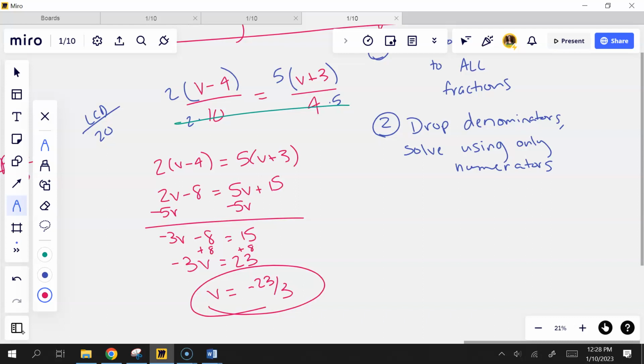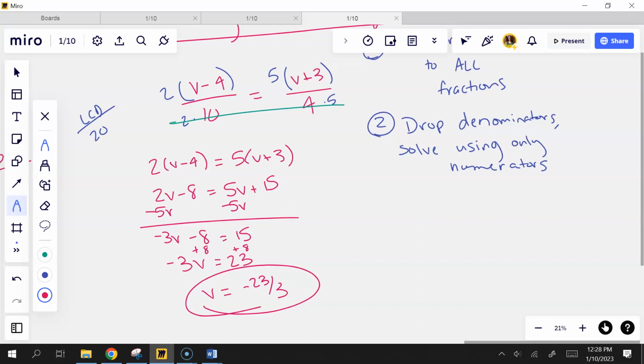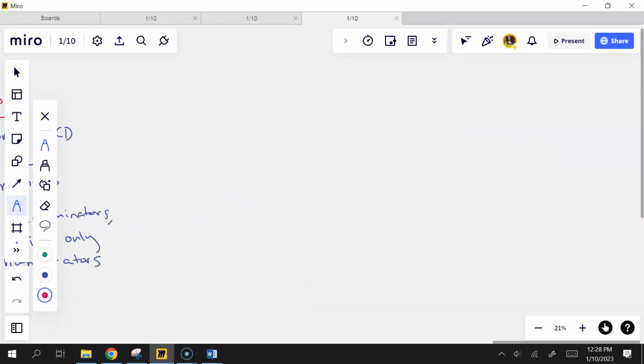Okay, before we get to 6, let's do number 4. So remember, one helpful hint too is to always factor if you can before you start anything. That's all.